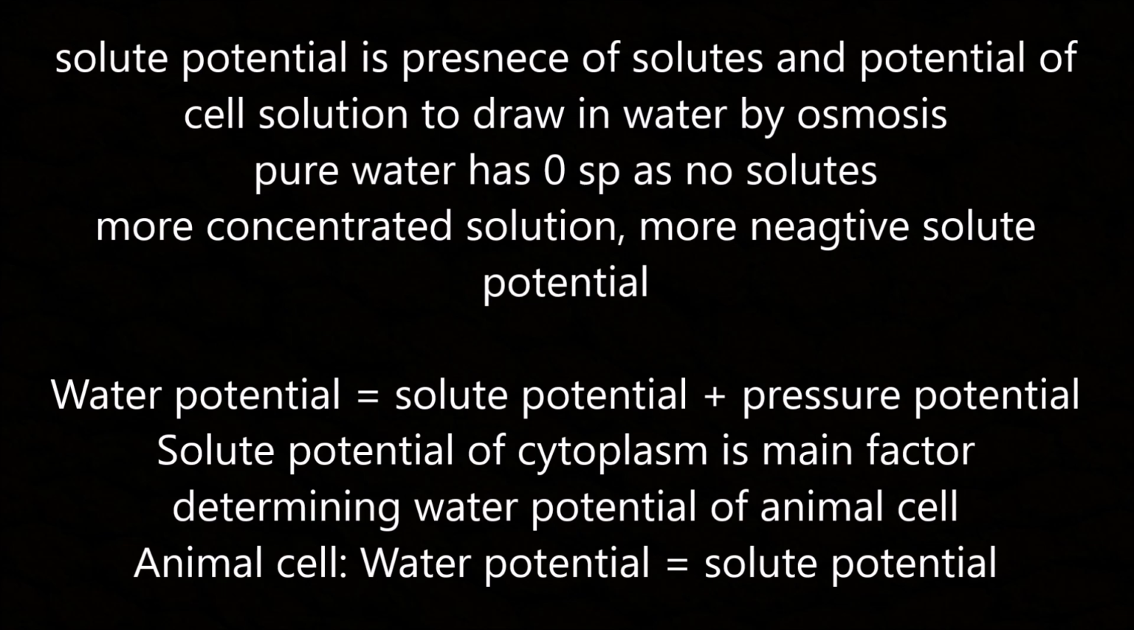Water potential is solute potential plus pressure potential, and the solute potential of the cytoplasm is the main factor in determining the water potential of an animal cell. In an animal cell, the water potential equals the solute potential as there is no cell wall.